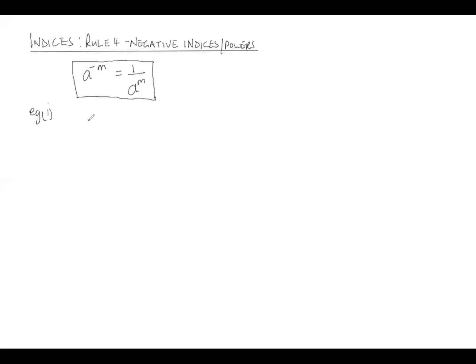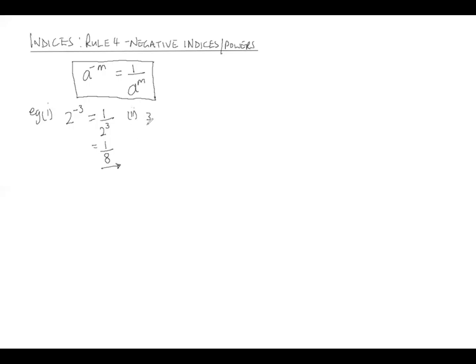For example, if I say 2 to the power negative 3, this means 1 over 2 to the power 3, which is equivalent to 1 over 2 times 2 times 2, which gives us 8. Okay, I'll give you another example.